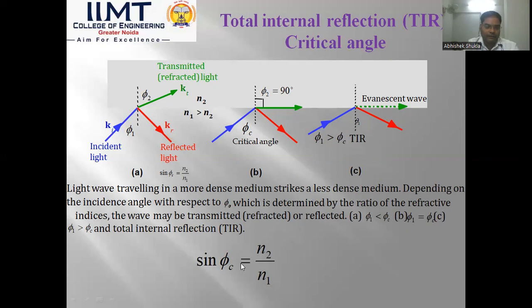At the bottom, you can see that from Snell's law, sine phi c equals N2 upon N1. So basically, in optical fiber, total internal reflection occurs, which keeps our signals in the same medium, that is, in the core medium.